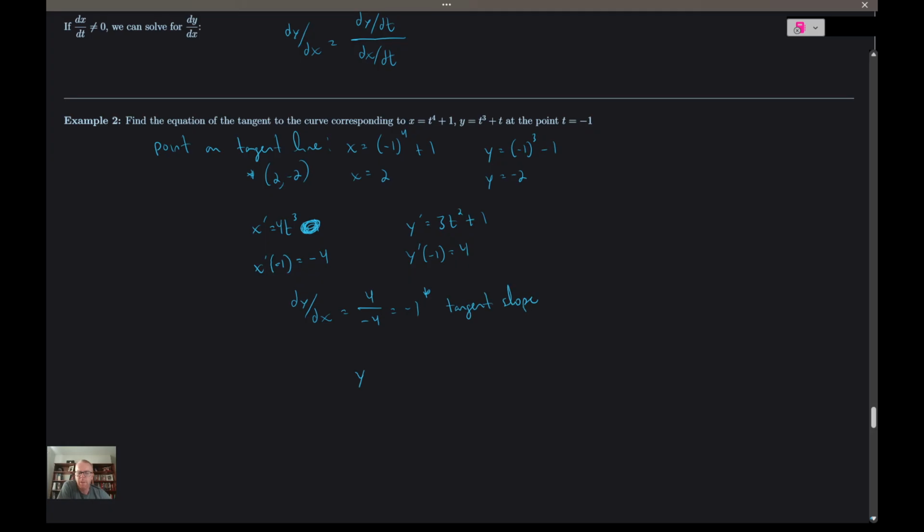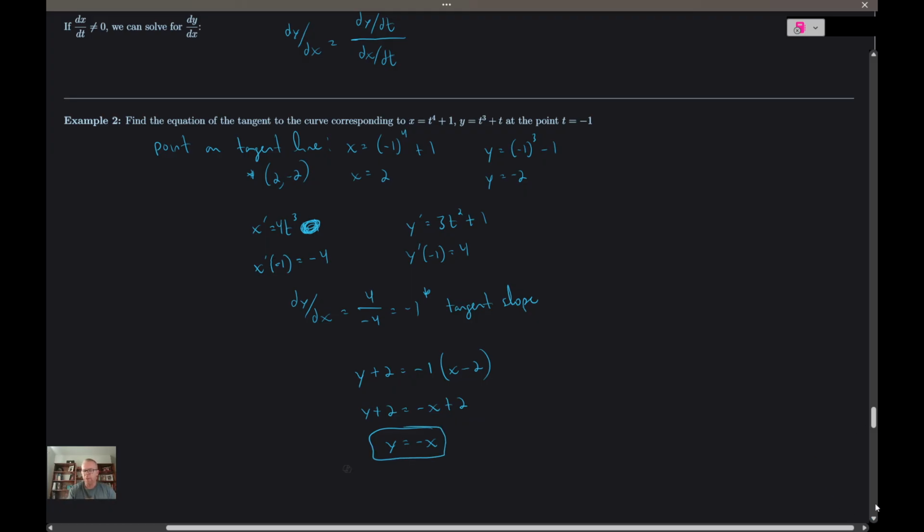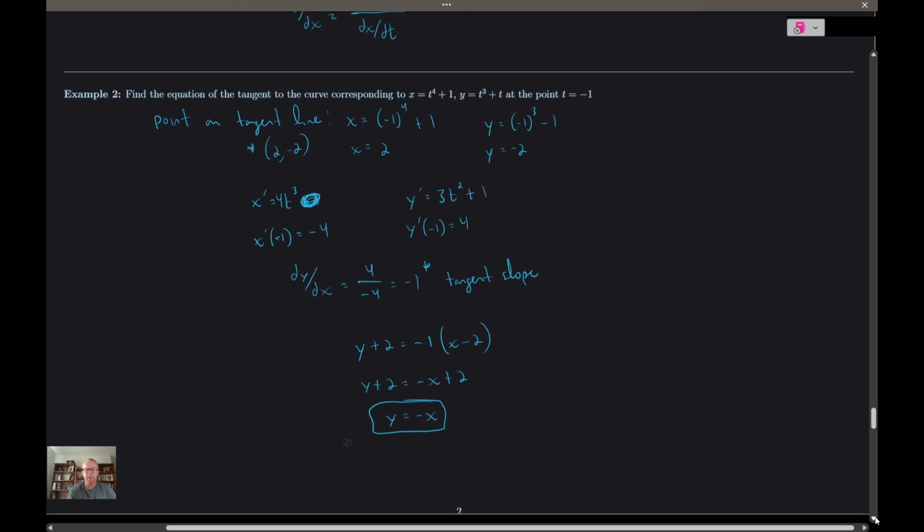So now let's put this in the equation of a line. So we have y minus negative 2, so y plus 2 equals the slope times x minus the x coordinate. So y plus 2 equals negative x plus 2, so that means that y equals negative x. And there is our tangent line to this curve at t equals negative 1.